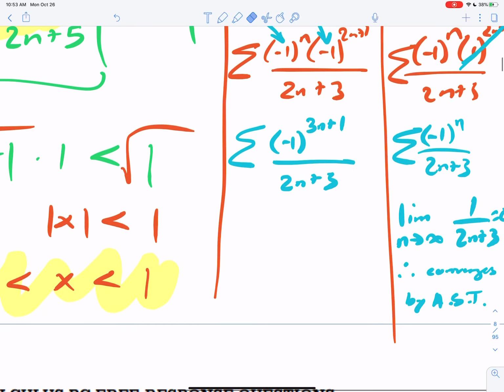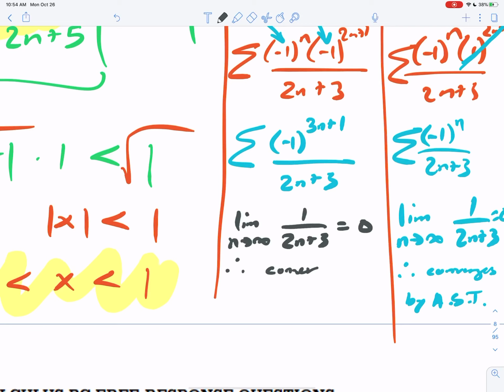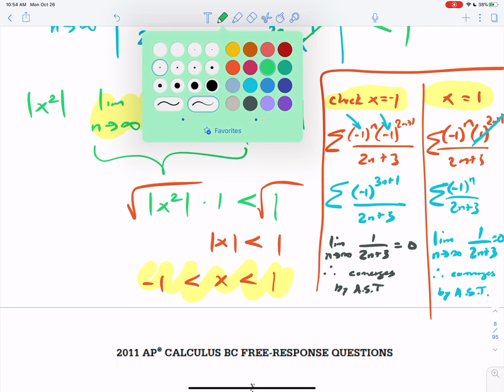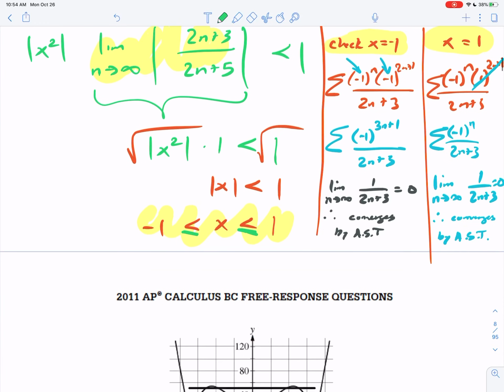So we're going to do the same thing. We're going to run the alternating series test because we have an alternating part. So since this mimics the other one, not always, we could say that it converges as well by AST. So what this tells us is we will include -1 and we will include 1. So you put this guy in there. If you're comfortable with inequality notation, you can leave it like that, or you could write it like this, which is what I prefer.